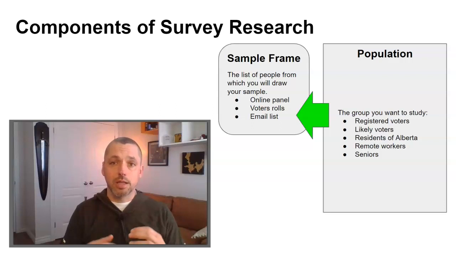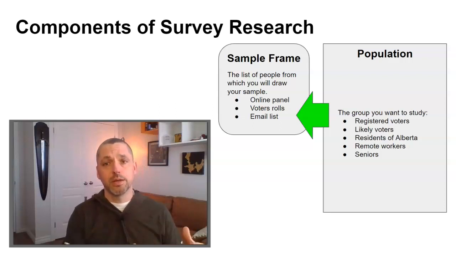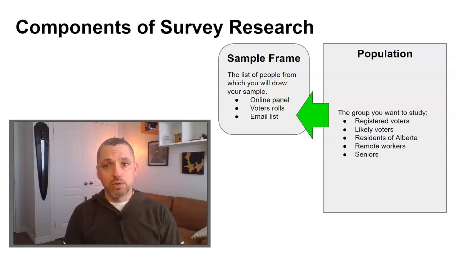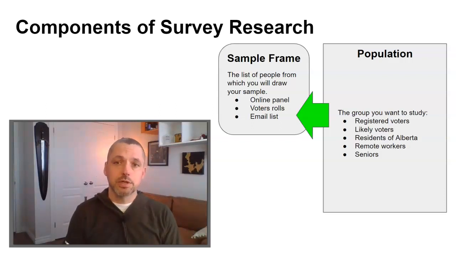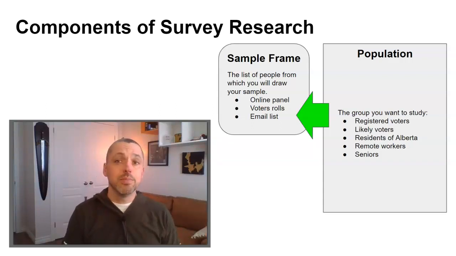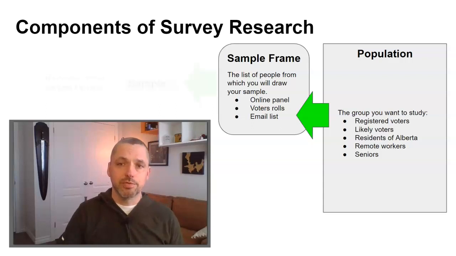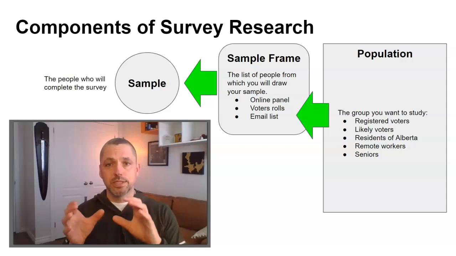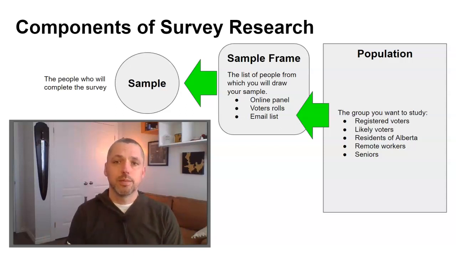And this could be an online panel. Some people sign up to online panels and volunteer to complete online surveys. Voters' rolls from elections administrators contain phone numbers that you could use to call people, or maybe email lists to send emails to people. Those are sample frames, the list of people that we're going to draw a sample from. Then we actually draw a sample. That is, we take a random group of people from our sample frame and we ask them to complete our survey. The sample is the people that actually complete the survey.